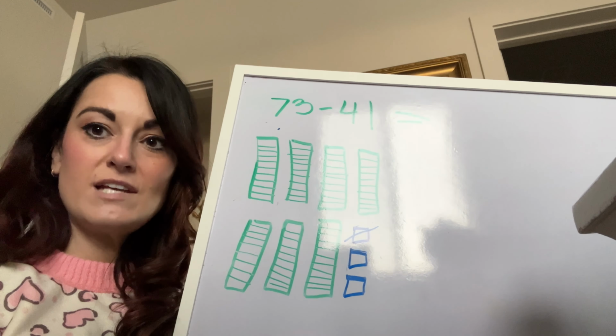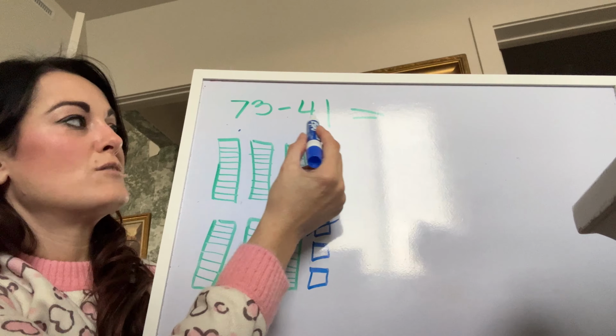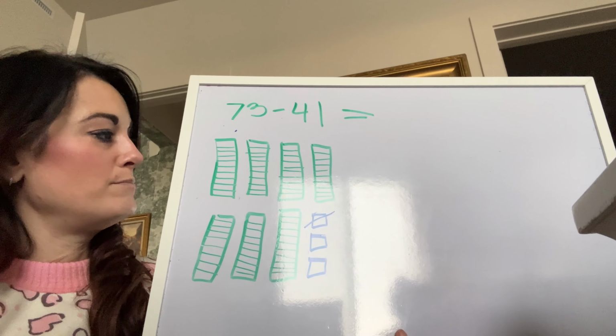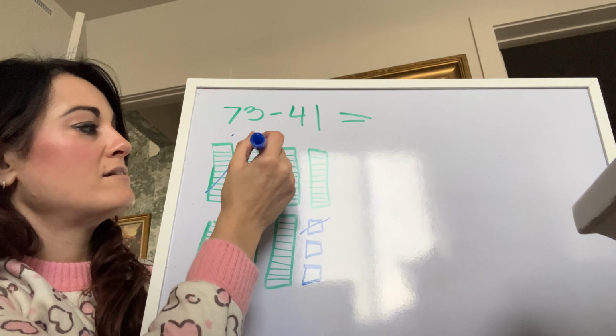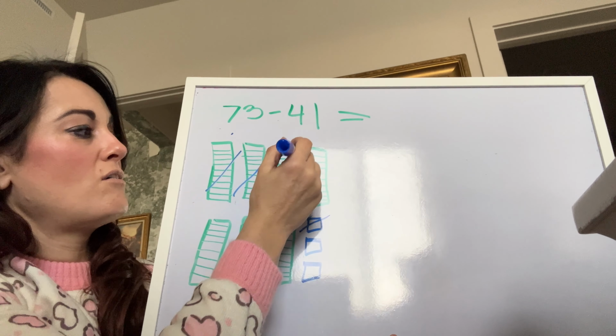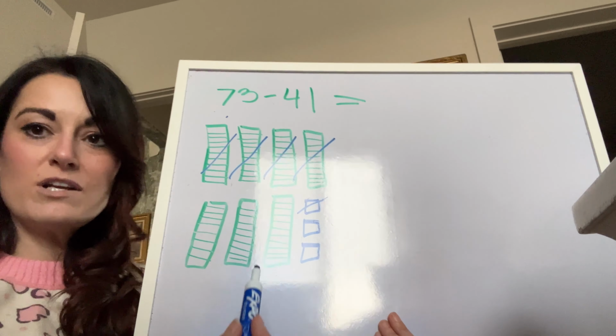All right. Now we're going to go to our tens place. 7 minus 4, or 7 take away 4. So now we're going to mark out 4. 1 ten, 2 tens, 3 tens, 4 tens. So now we're going to see what's left.